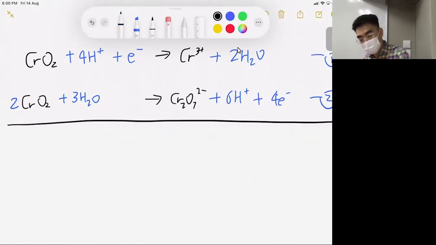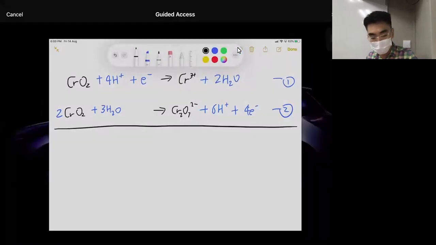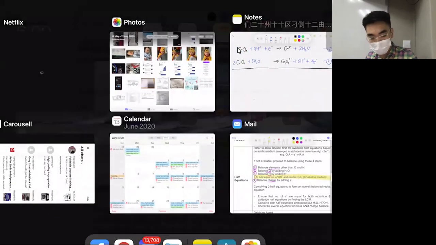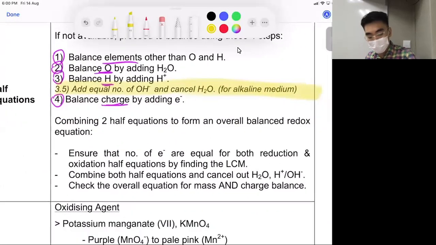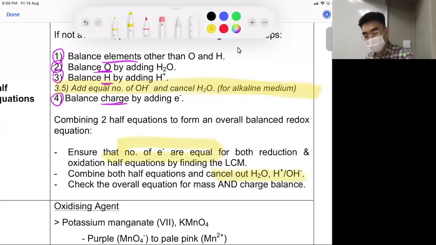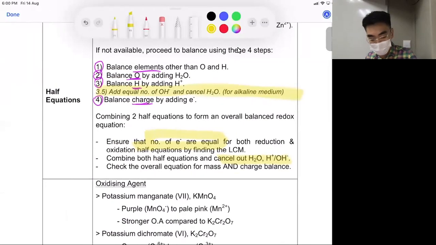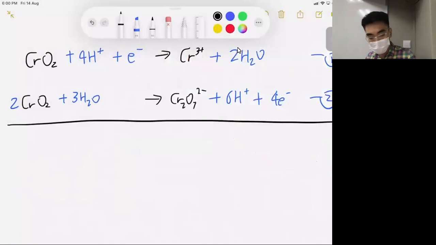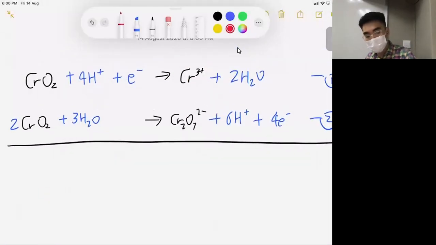Now, there is something very important to remember when combining equations. Always remember to ensure that electrons are equal and cancel out the H2O. This is just a reminder to all of you. So going back to here, all you do is multiply this entire equation by 4 and you combine. I will show you the overall equation in a short while.